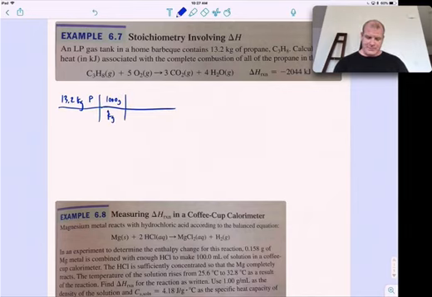And then propane, C3H8, is 3 times 12 plus 8. 3 times 12 is 36 plus 8, that's 44. 44 grams propane per mole propane. And now there is a 1 to 2,044 kilojoules of energy.